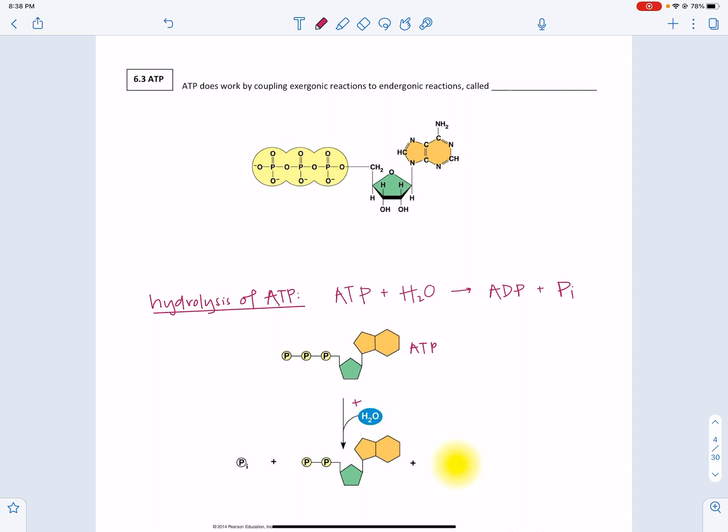ATP does work by coupling exergonic reactions. Exergonic, remember, are reactions that release energy or have a negative delta G, change in Gibbs free energy. You couple this exergonic, energy-releasing reaction to endergonic reactions, or reactions that require an input of energy. This process of using these two reactions together is called energy coupling.